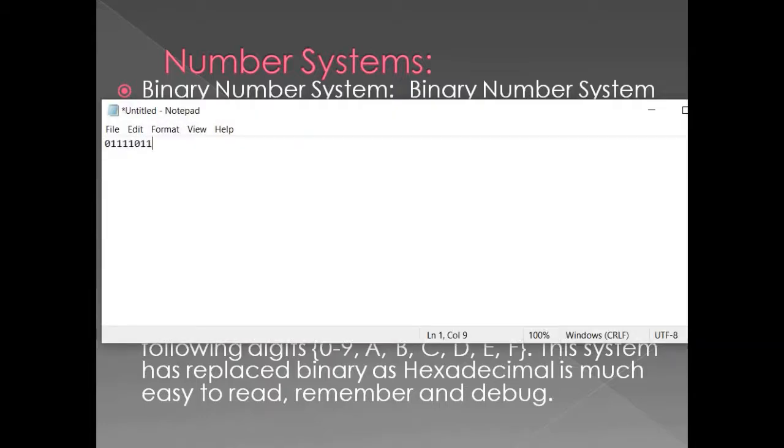See, 0 1 1 0 0 0 1, something like this is very difficult to remember, read and write correctly without error, whereas 3AF is easier to remember, easier to read, and easier to write and debug. If I have mistakenly written this instead of 3AF, then it is easier to locate and correct, whereas if I've mistakenly done this, then it is very difficult to find the error along this binary string.